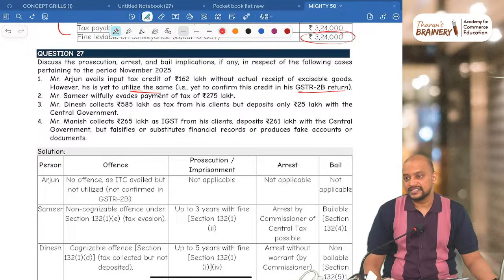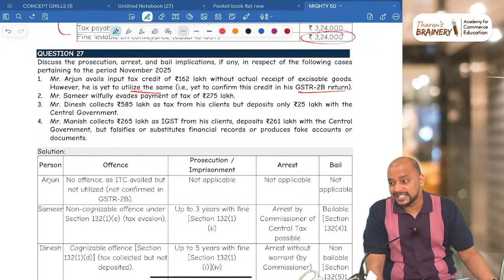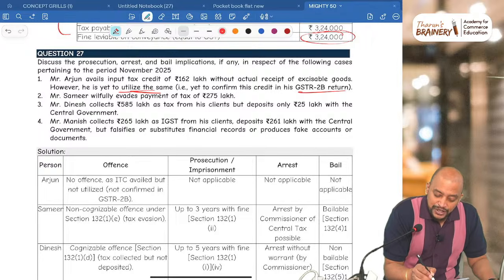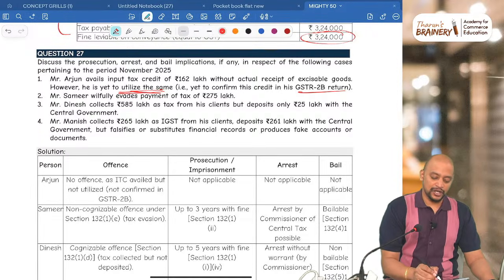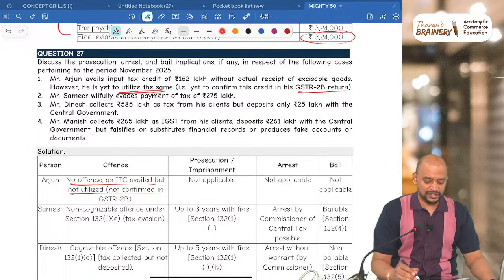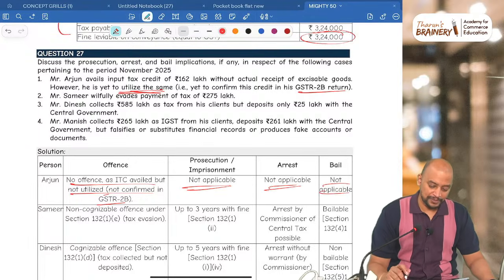No offense. He availed, but he did not utilize. So no offense. If he had utilized, there would be an offense. But he is yet to utilize, that's why there is no offense. So no offense as ITC availed is not utilized, not confirmed in 2B. Prosecution, arrest and bail not applicable.